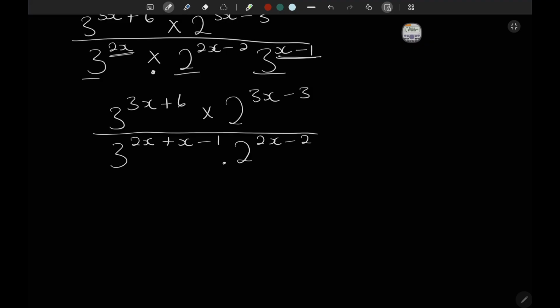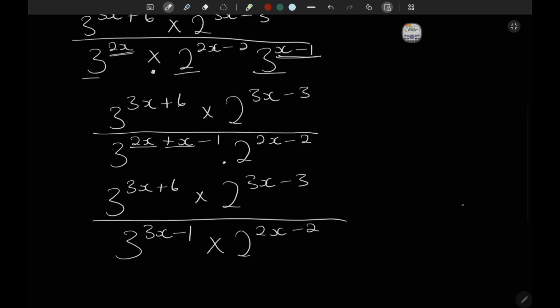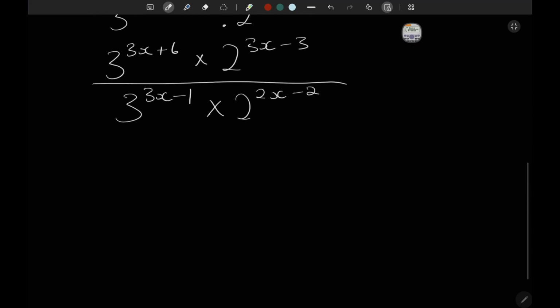Let's simplify this. We have 2x plus x, which is 3x. 3 to the power 3x plus 6 times 2 to the power 3x minus 3, all over 3 to the power 3x minus 1 times 2 to the power 2x minus 2. Now what should we do here? We have 3 and 2, 3 and 2. We can't really do anything in the numerator and the denominator.